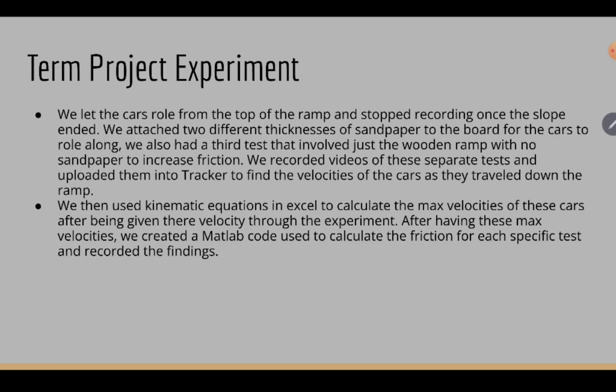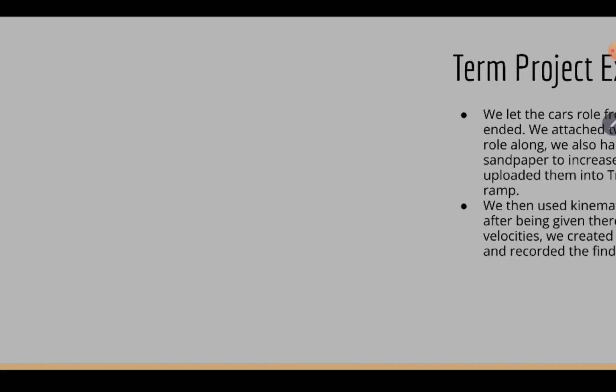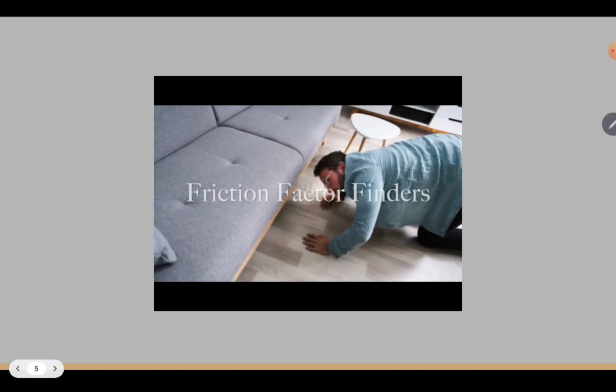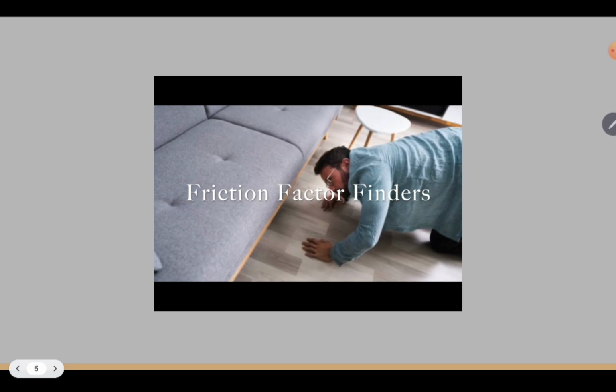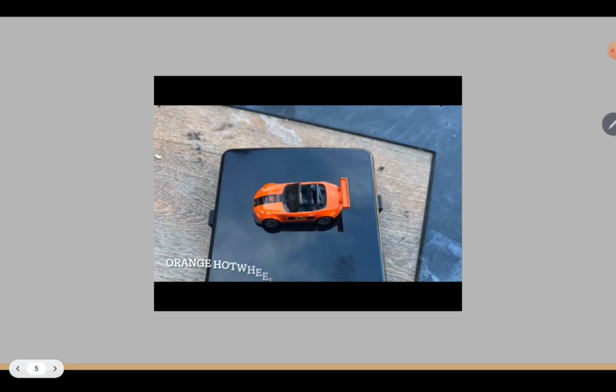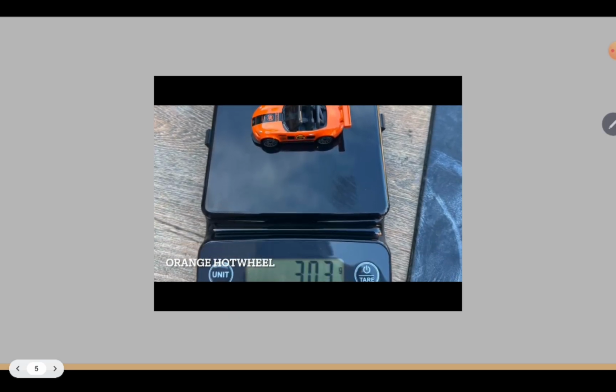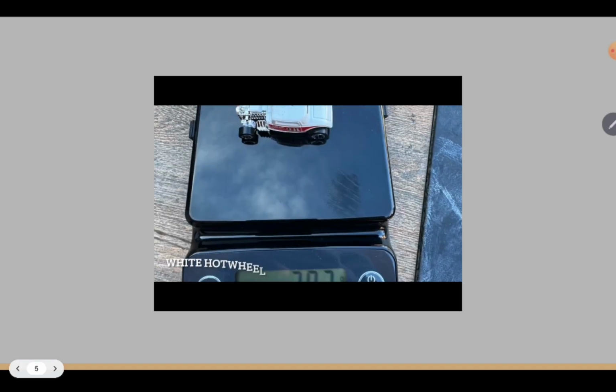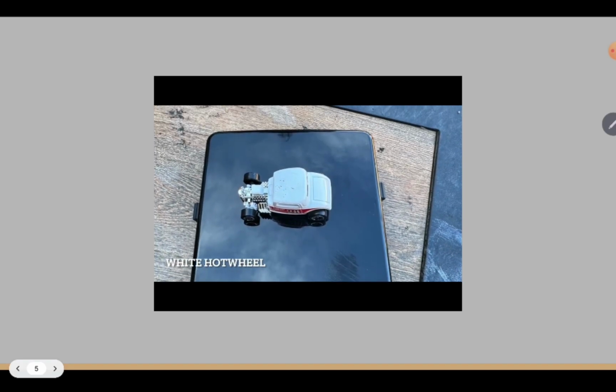Once we took these videos, we could put them in Tracker, use that data in Excel, find max velocities, and then we wrote a little MATLAB code that would spit out the numbers we wanted. So here's a little video just setting up the basis of the project. It's the lighter car.